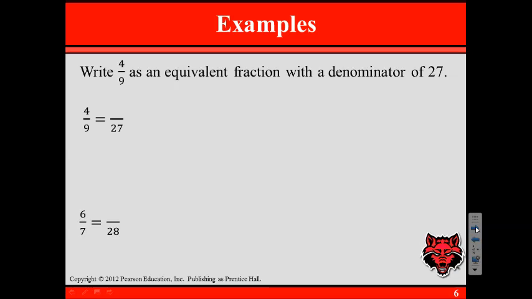For the next few types of problems, we want to rewrite a fraction as an equivalent fraction with a larger denominator. Basically, it's the reverse of what we were doing when we were simplifying fractions. And this will be very useful when we try to add or subtract fractions that do not start with the same denominator. So let's look at the first example. We want to rewrite 4 over 9 as an equivalent fraction with a denominator of 27.